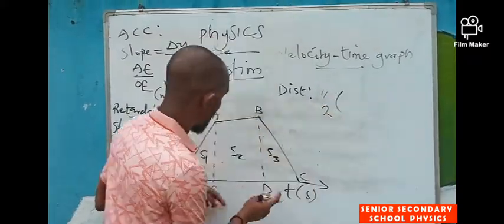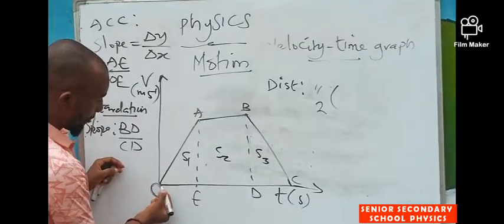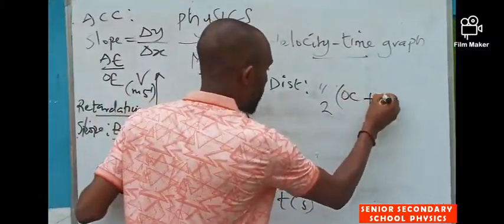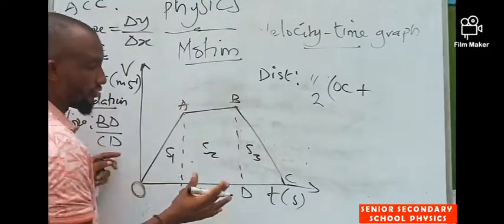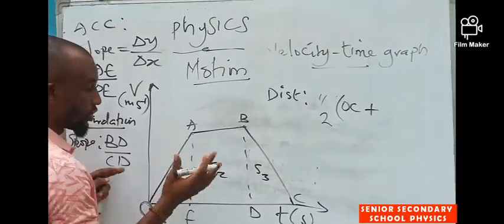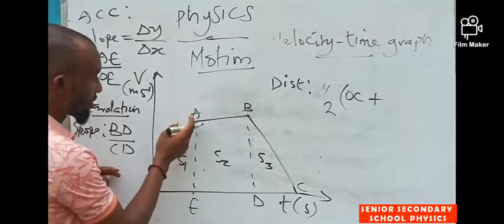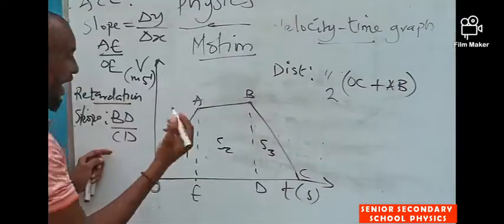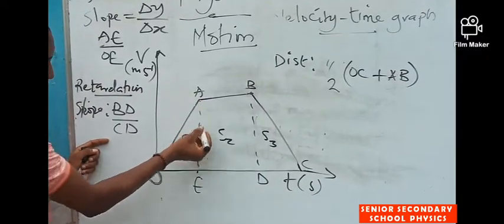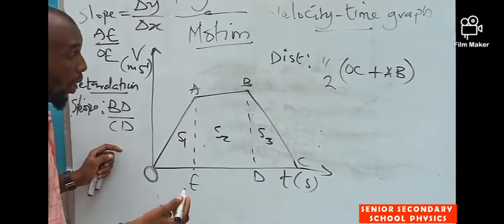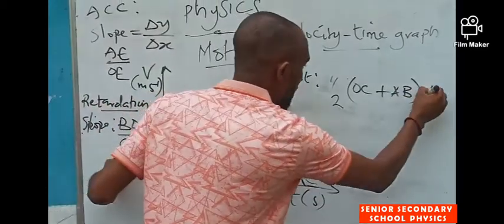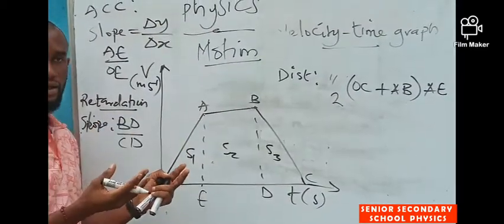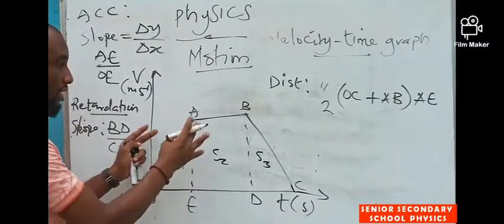The area of a trapezium is given this way: half, in brackets, from this figure now, from here to here, we have this to be OC, plus, you know, the addition of the two parallel sides, from here to here, which is AB, times the height. The height is from here to here, which is AE or BD. So I've just chosen one, AE. When I do this, I will still get the total distance undergone by the object from the graph.